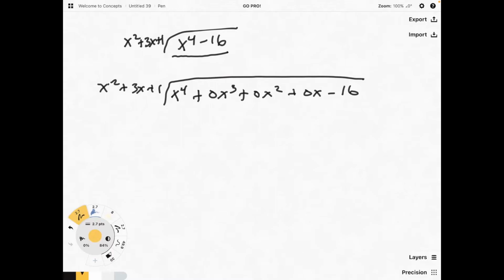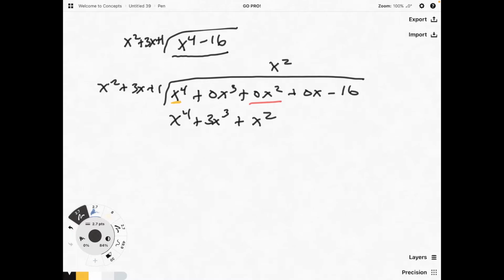So let's start with this first term right here, x to the fourth. So we ask ourselves, how many times can x squared go into x to the fourth? In this case, it's x squared, because x squared multiplied by x squared is x to the fourth. We're going to go above the x squared term here, because that's where we're going to start, and we know that we're going to put an x squared as our first value in our answer. So then we ask ourselves, x squared multiplied by x squared plus 3x plus 1 is going to give us x to the fourth plus 3x to the third plus x squared.